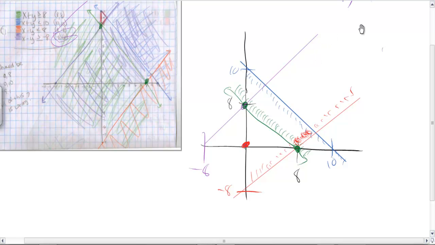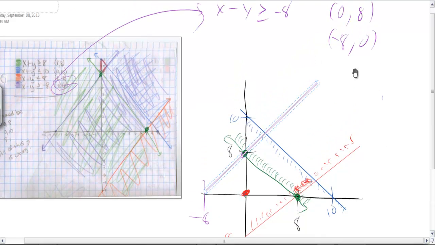So now, let's go ahead and shade. Our test point, once again, since the line isn't going through it, I'm going to always use 0, 0. When I substitute that in, that's going to give me 0 minus 0 is greater than or equal to -8. And again, that is a true statement. So this point 0, 0 is true, so I'm going to shade this direction.